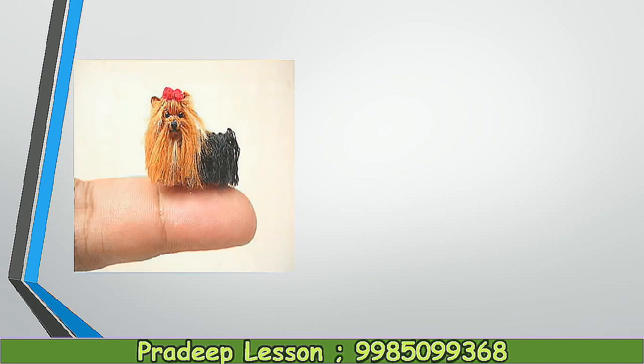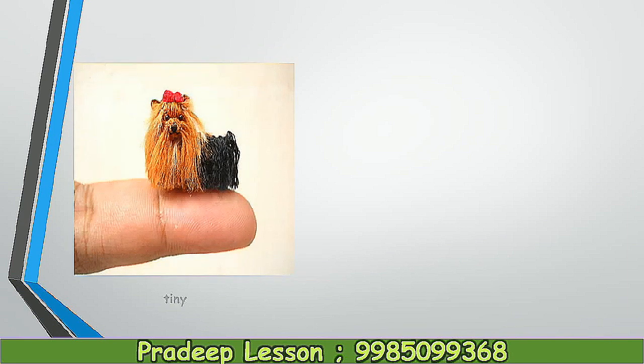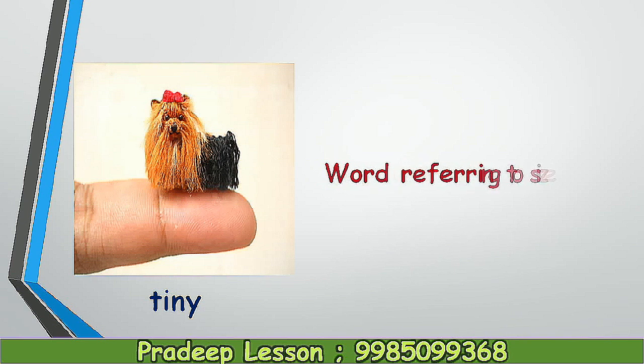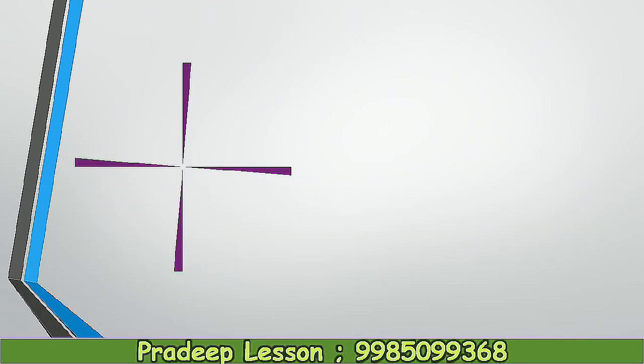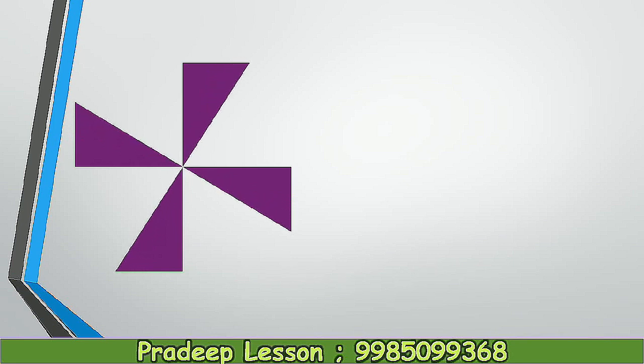Then next picture. Here this picture appears very small. We consider this picture tiny. This word is referring to size. And then here tiny goes to size.